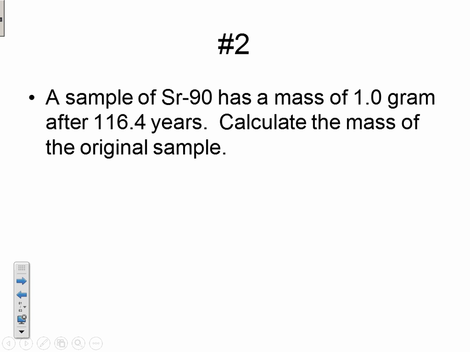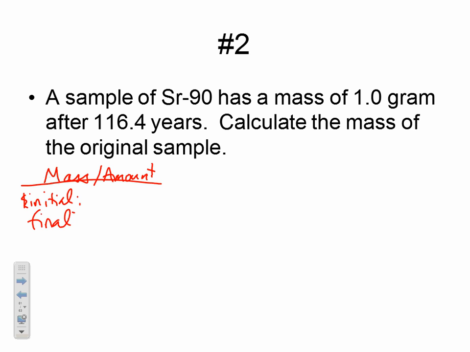Second problem. A sample of strontium-90 has a mass of 1 gram after 116.4 years. Calculate the mass of the original sample. So same exact thing. I'm going to divide up my information into mass, amount, info, initial and final. And I'm also going to divide up my time into the total time and the 1 half-life, because these are always the 4 pieces of information you need in a half-life problem.